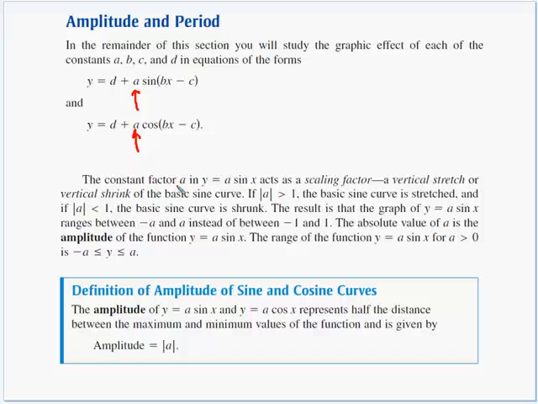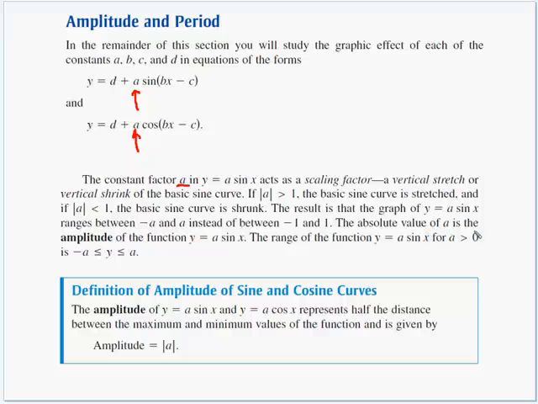The constant factor a in this is the scaling factor, or a vertical stretch or vertical shrink of the basic curve. If the absolute value is greater than 1, the sine curve is stretched. If the absolute value is less than 1, if it's a fraction or a decimal, we shrink the curve. The hills aren't as high, the valleys aren't as low. The result is that the graph of y equals a sine x ranges between negative a and positive a, instead of negative and positive 1.